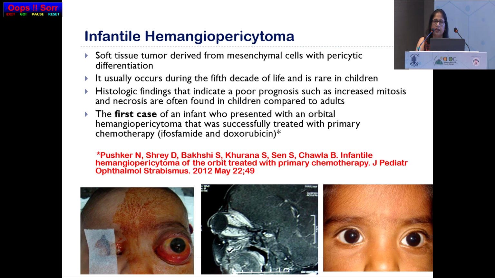Again, this is a very rare case, an infant who presented with a very aggressive looking eye, and intraoperatively it bled a lot. So this patient had hemangiopericytoma, which otherwise we see generally in adults in the 5th decade of life, and it is said that in children it is more aggressive, it has more mitotic figures and more necrosis. And this was the first case, which was basically treated by chemotherapy, and you can see the complete resolution of the lesion. Only biopsy was done in this patient, followed by referral to medical oncologist.